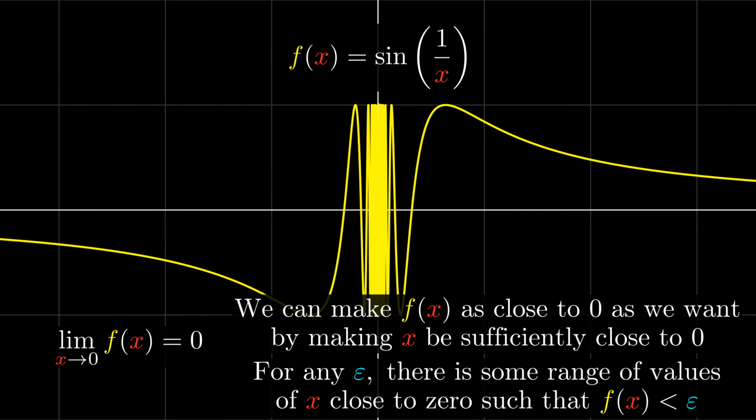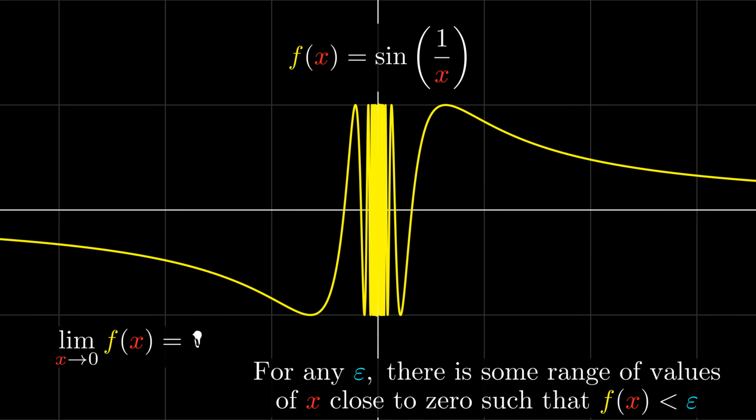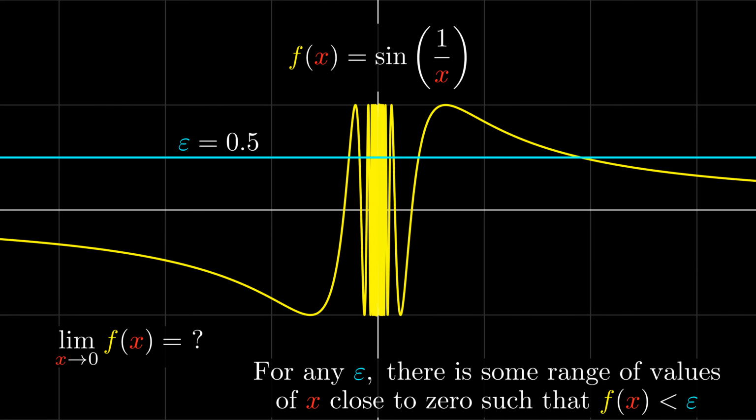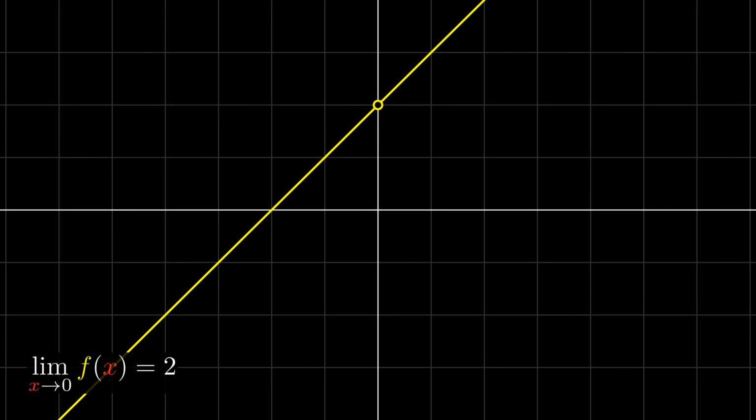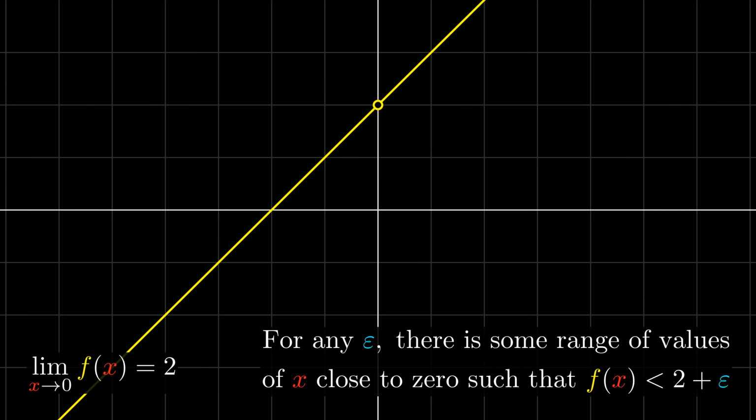We can see now with this definition that the limit is no longer 0 because by setting epsilon to, say, 0.5, there is no range of x values near 0 such that f of x is always less than epsilon. If you want to, you can confirm that the limit isn't any other value either. With this issue dealt with, let's go back to our previous example. Remember that we were trying to say that the limit as x approaches 0 is 2. Here is the most recent iteration of our definition of what this actually means.